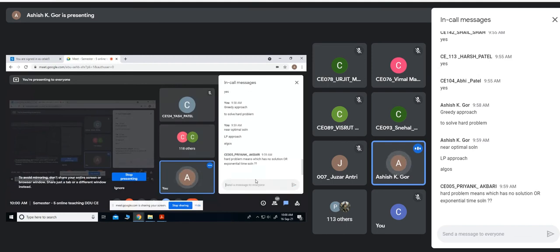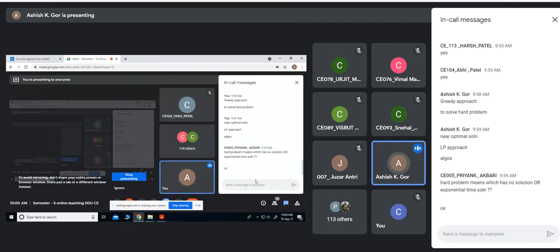No, Priyank, hard problem does not mean it has no solution. It has a solution, but definitely it takes a longer time, exponential time, to find it. Problems with no solution are a different kind. There are some problems like Turing's halting problem, undecidable problems. You will learn these things in future.